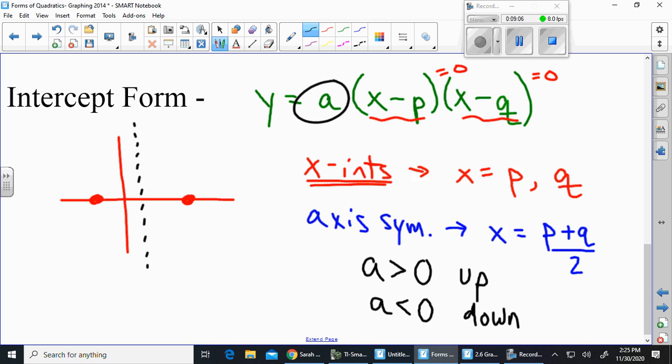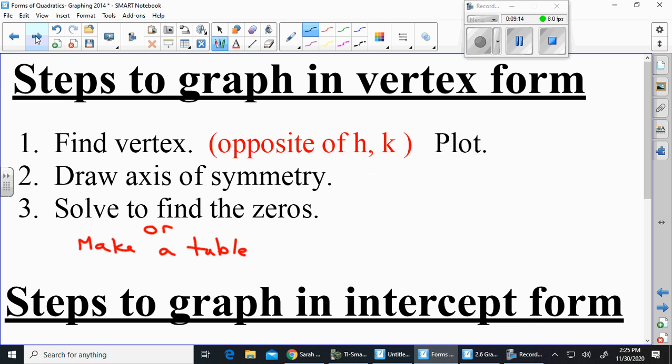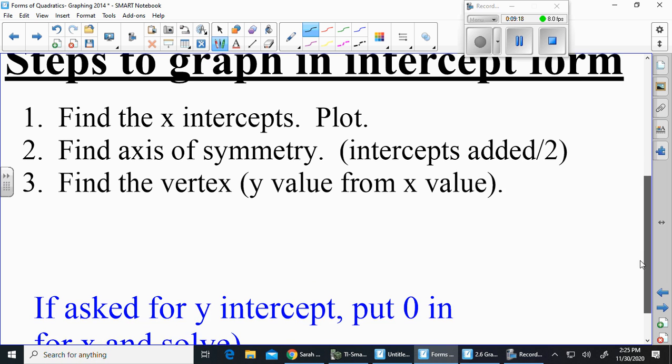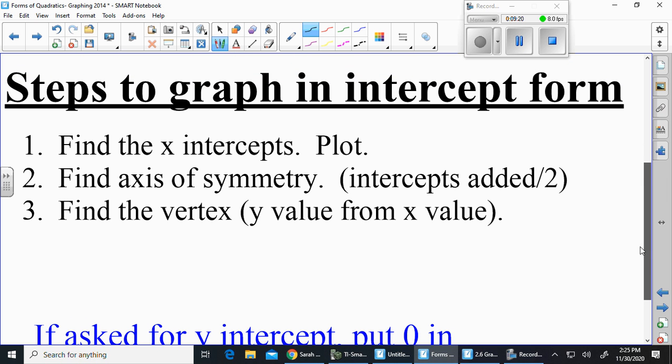Again, A controls it. Greater than 0 is up. Less than 0 is down. So if we look at your steps for this one: find the x-intercepts, plot them. Find your axis of symmetry.